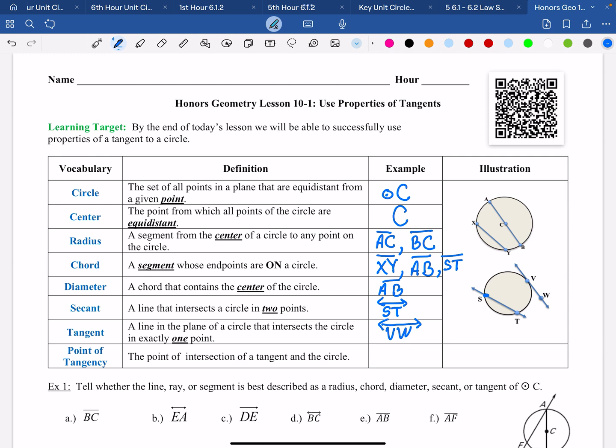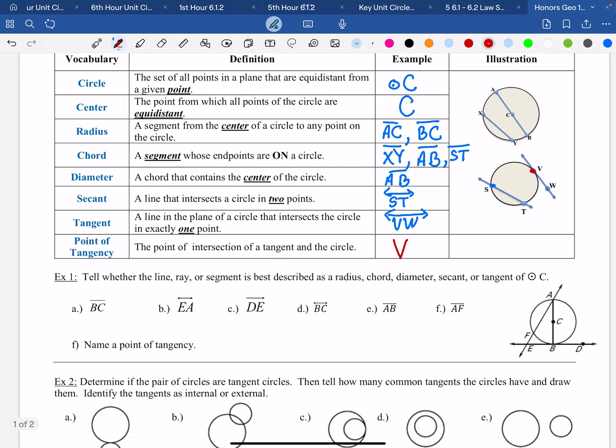Now, what we're going to be very interested in throughout quite a few of our lessons is what we call a tangent point or point of tangency. So if I say, hey guys, that line is tangent, and I might ask you, what is the point of tangency? So the point of tangency is the point at which that line touches the circle. And again, it's only one spot right there. So point V is what we call the point of tangency. Okay. All right, so there you have some basic vocabulary.